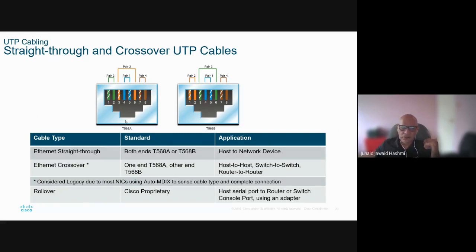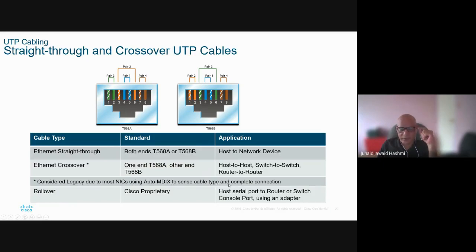Okay, so straight through between dissimilar devices, and crossover between same devices. So if you're connecting two switches together, you use crossover. Now, keep that in mind. I told you in the lab, some new devices have auto MDIX to sense cable type.